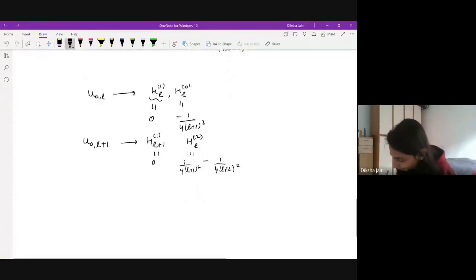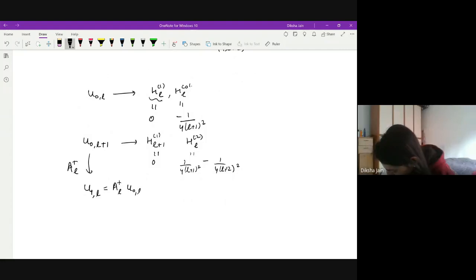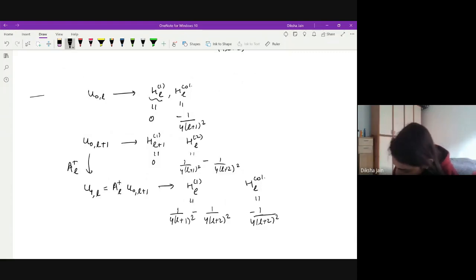This is about the state U0 of L plus 1. Then you applied A dagger of L on this state. So you got U1 of L, which was A dagger of L acting on U0 of L plus 1. This new state U1 of L is now eigenstate of H1 of L with eigenvalue 1 by 4 (L plus 1) square minus 1 by 4 (L plus 2) square, because H1 and H2 are paired, so they have the same eigenvalue. And it's also eigenstate of H coulomb of L, now with the eigenvalue minus 1 by 4 (L plus 2) square. So these are the three states we have looked at till now. Is this clear?